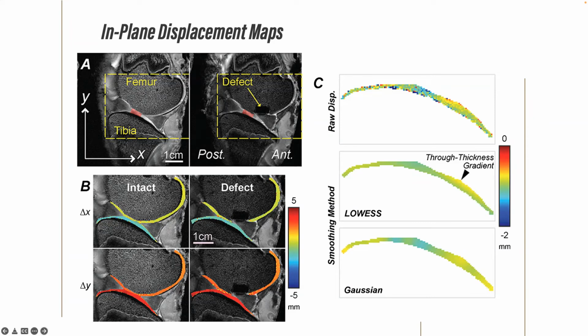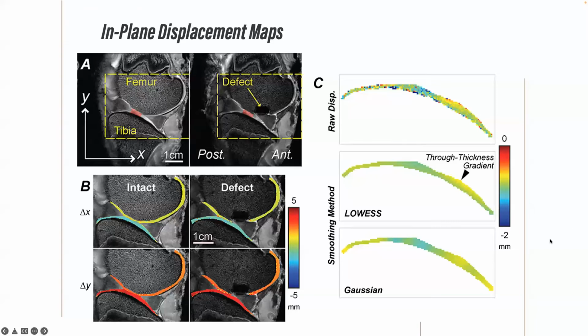And so that gradient is lost when we do Gaussian smoothing, but it is preserved at least when we do locally weighted linear regression. And you can sort of see that gradient here as well in the raw displacements, but of course it is corrupted by these points where you have higher noise at the borders.